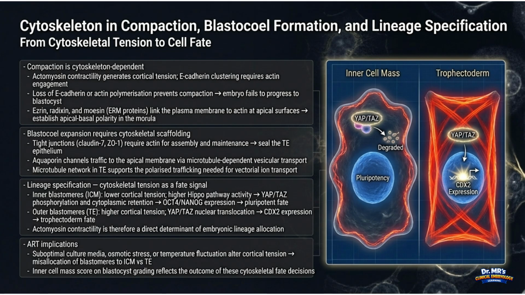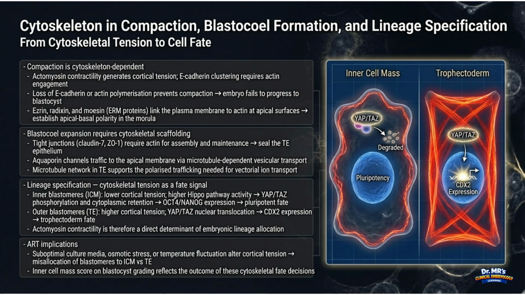Which means our laboratory conditions can directly interfere with genetics. If you are using a suboptimal culture media that slightly alters osmolality or causes the blastomeres to swell or shrink abnormally, you are literally altering the cortical tension of those cells. Which means you could accidentally, mechanically misallocate cells.